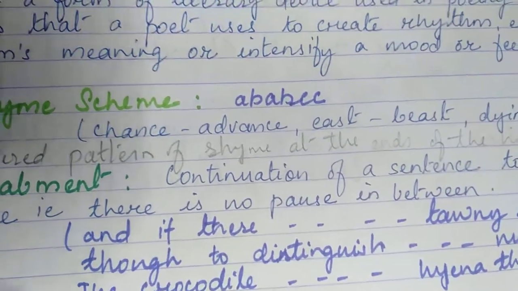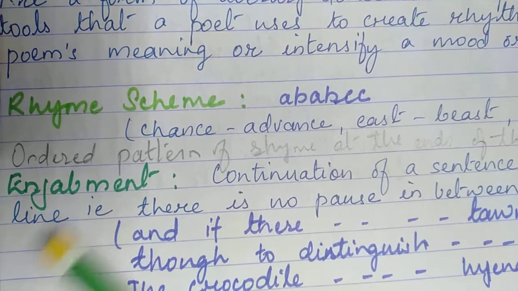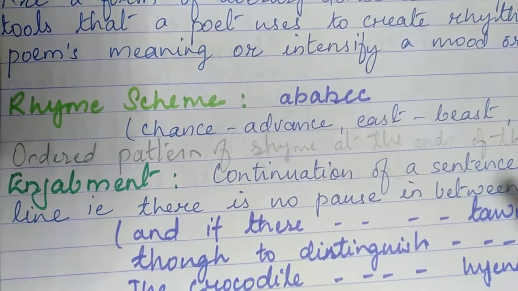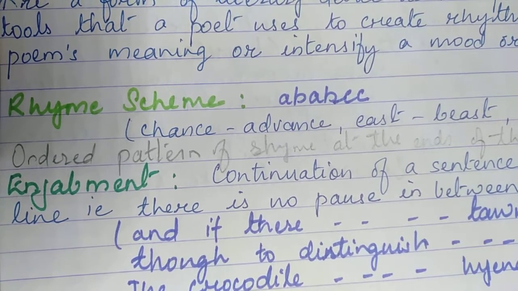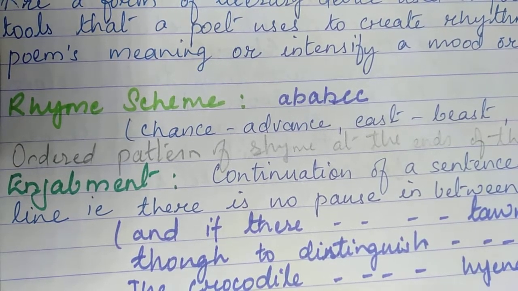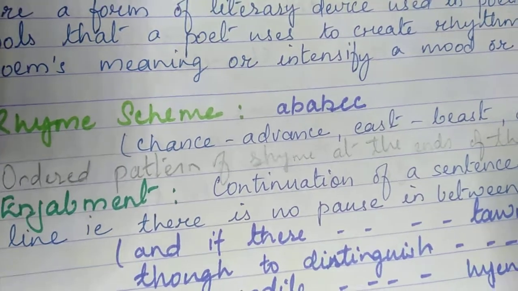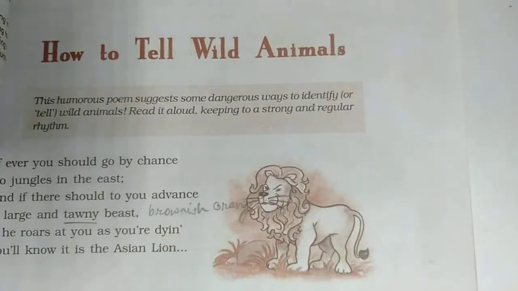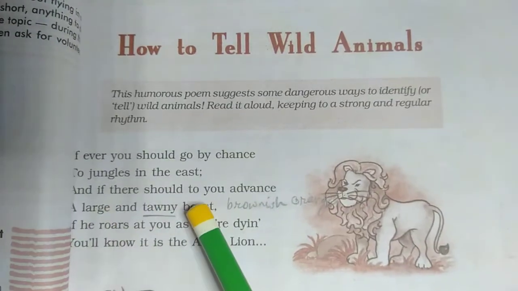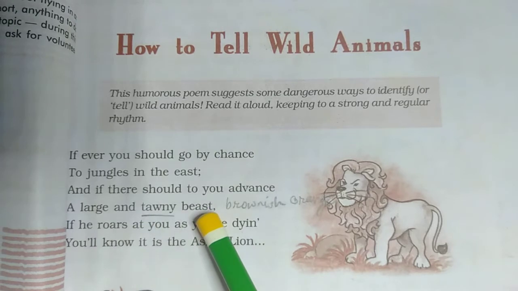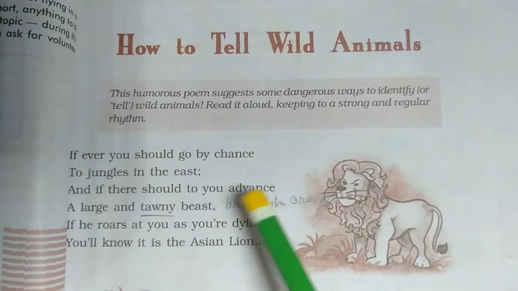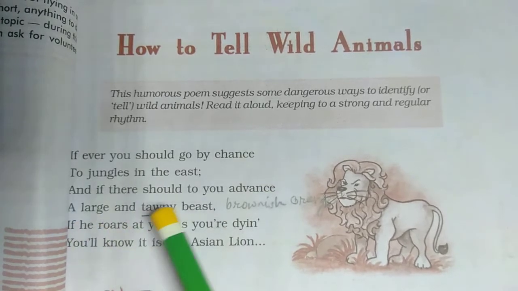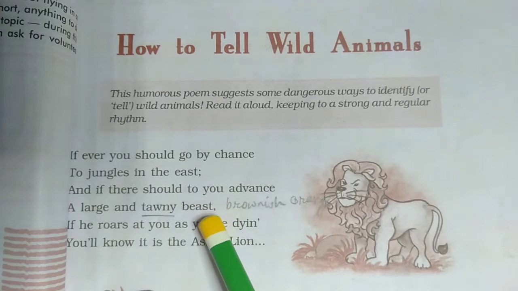And now the next poetic device is enjambment. Enjambment is continuation of a sentence to the next line. That is, there is no pause in between. Like if a sentence doesn't end, or a line of a verse doesn't end there itself, it continues into the other line, then it is enjambment. Like you can see here in this line, "And if there should to you advance a large and tawny beast." In the third line, there is no pause, no comma, no full stop in between, and it is continuing into the next line, "a large and tawny beast." So this is an example of enjambment.